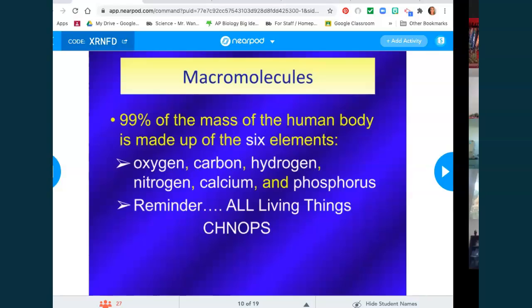So we make carbohydrates and lipids with these 3 letters. And then we add nitrogen to make protein and nucleic acids. We add sulfur for proteins, phosphorus for nucleic acids. So knowing that our body is made up of those 4 macromolecules, it makes sense that those 6 elements are the majority of our body.